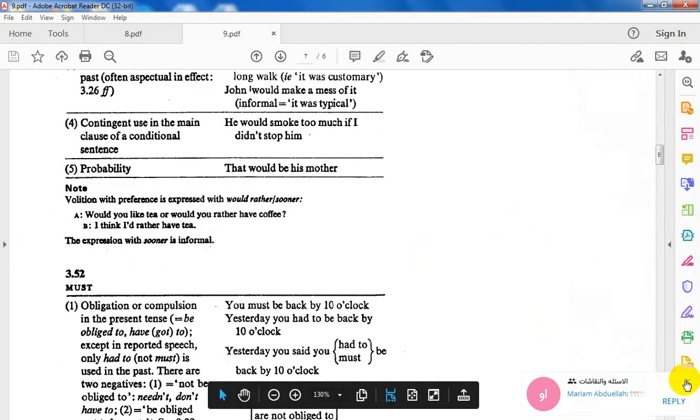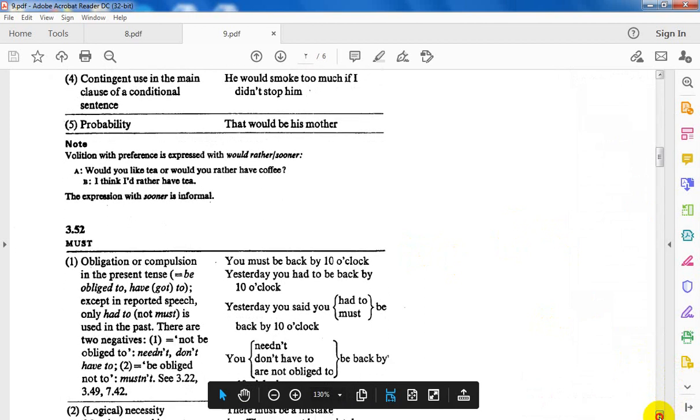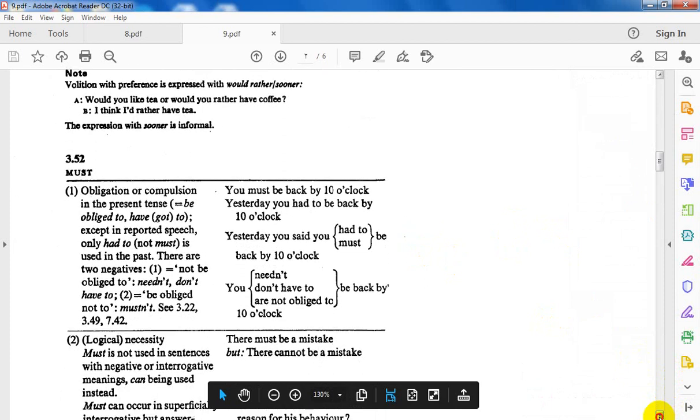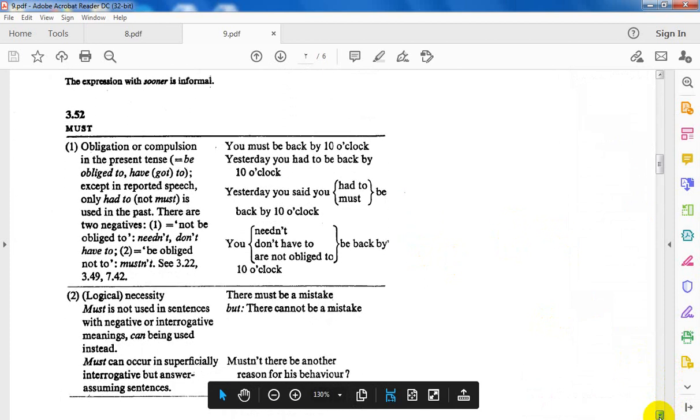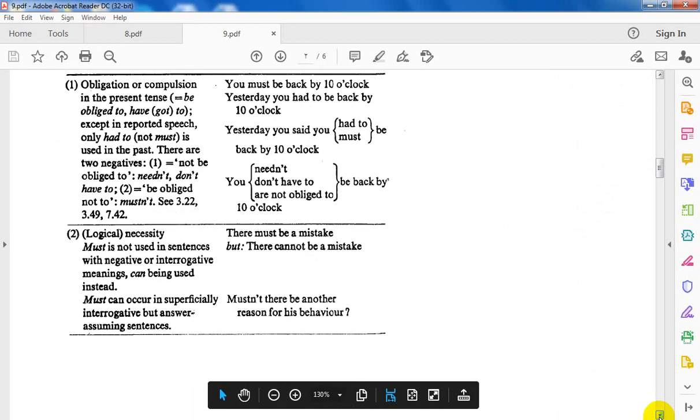Yeah. So move to what? To the must. There is no counterpart auxiliary for must. The first use of must is obligation or compulsion in the present tense. Be obliged to, have got to.